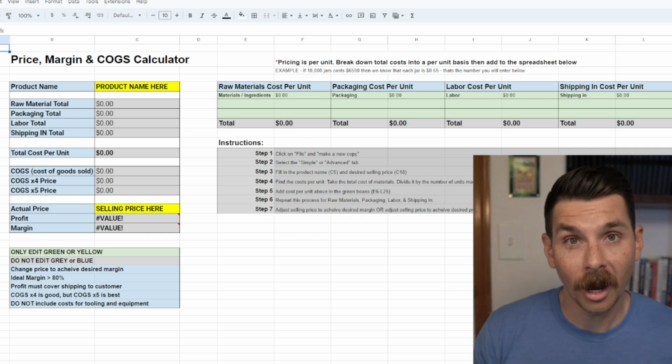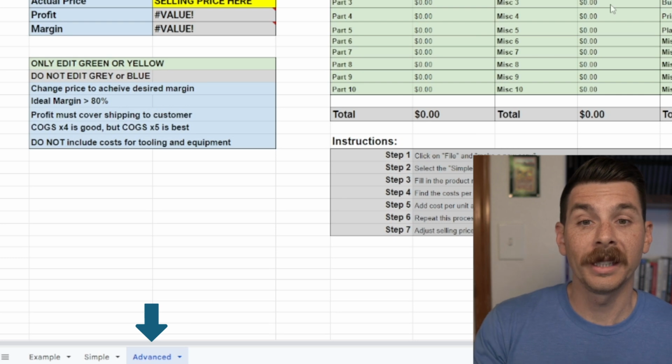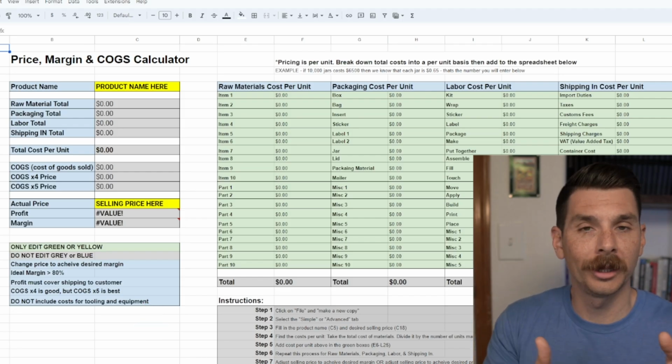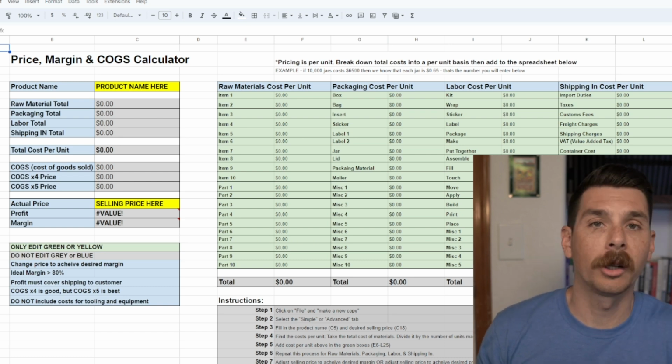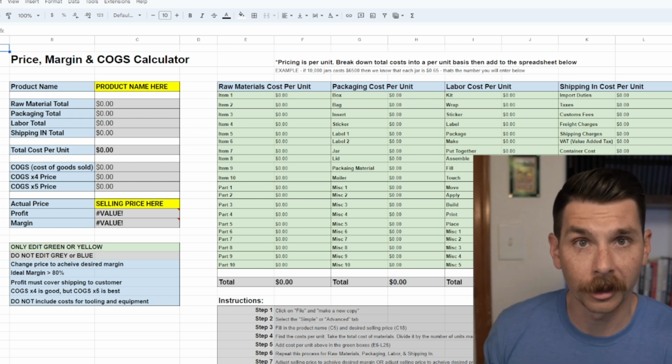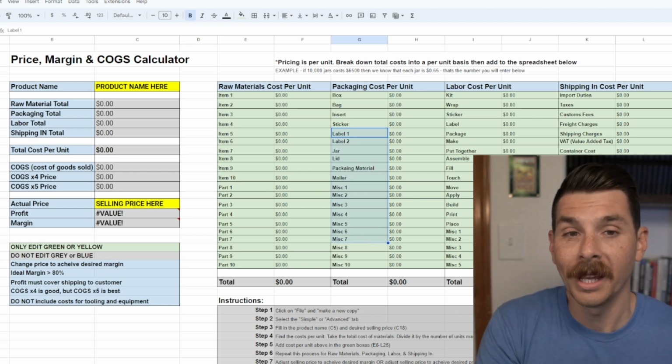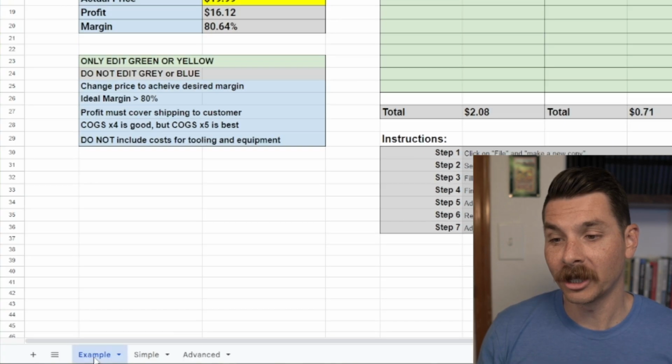The best way to calculate the costs of your product is using the Advanced tab. I went ahead and I broke down some of the typical categories that are included in each one of these. Now, some of them are going to be completely irrelevant to you. Some of them aren't going to be. Feel free to delete and fill out whatever you want on this sheet. Please edit anything in the green. Let's go back to our example.